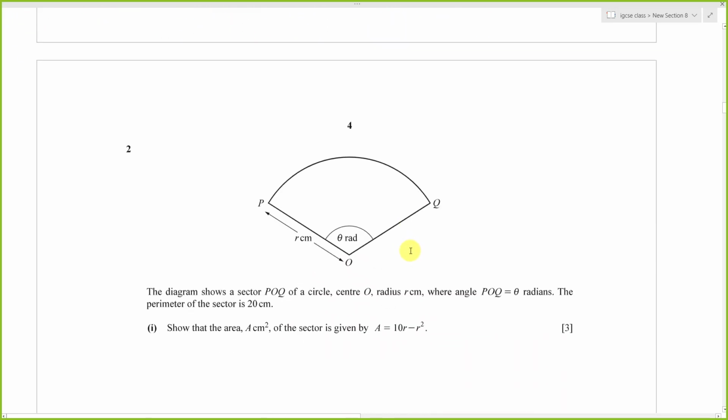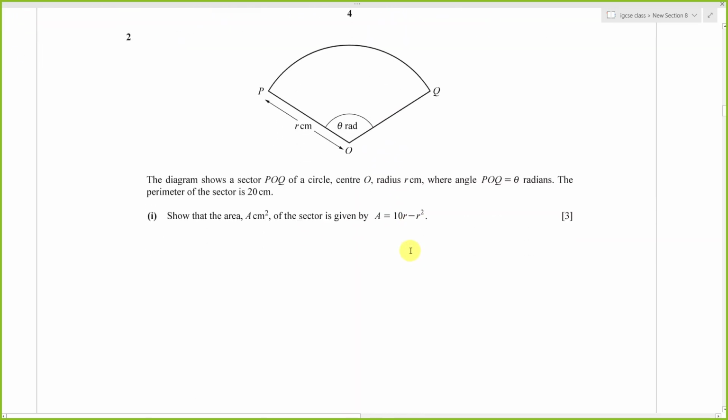Right, so if you get it, then I'll go to question number 2. The diagram shows the sector POQ of the circle, center O, with radius r, where angle POQ equals theta radians. The perimeter of the sector is 20 centimeters. Show that the area of the sector is A equals 10r minus r squared. So basically right now they tell you the perimeter is 20.